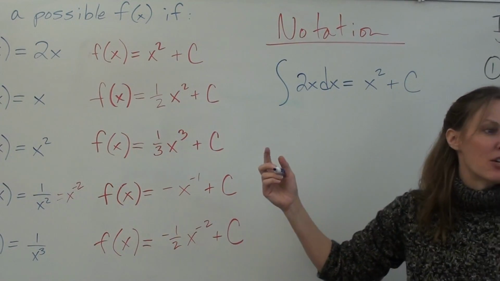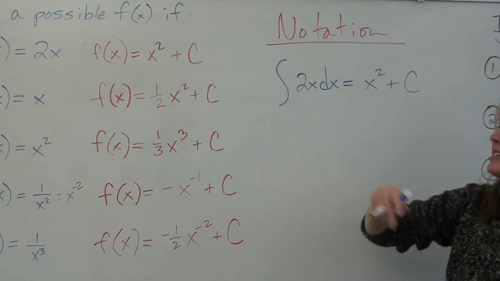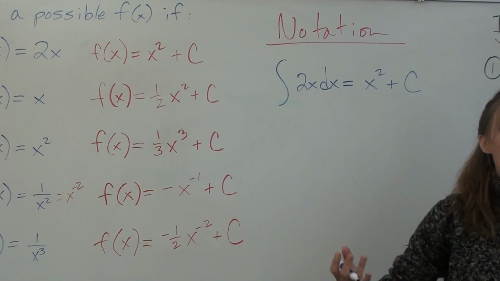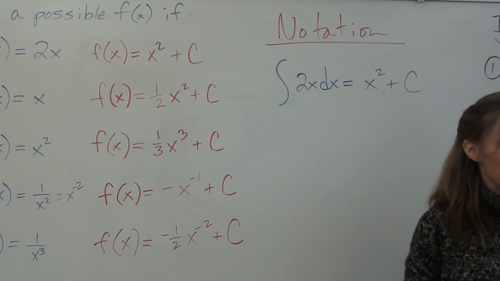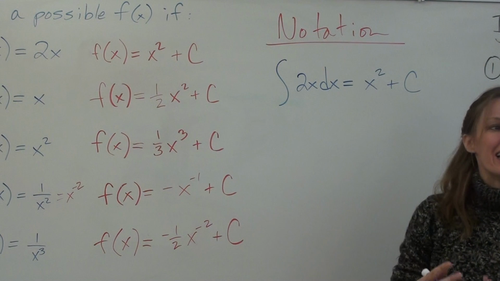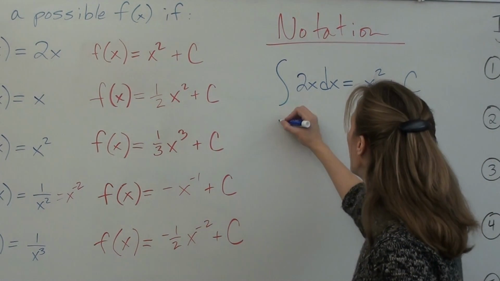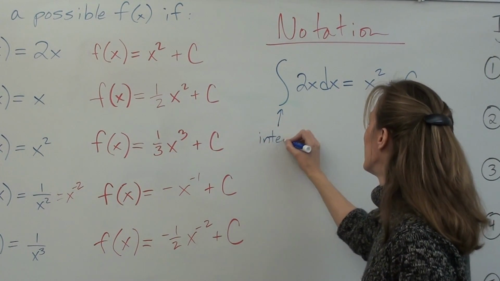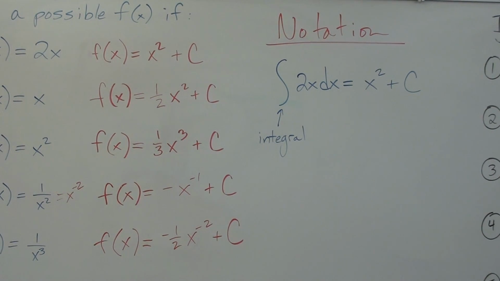This symbol right here is actually a stretched out letter. Anyone know what letter this is that's stretched out? It's an S. The S stands for sum. This S is an infinite sum. It's actually the sum of infinitely many right-handed rectangles. That S is just a new notation for that infinite sum that we've been doing to find the exact area. And the symbol is called the integral. It's a stretchy S.